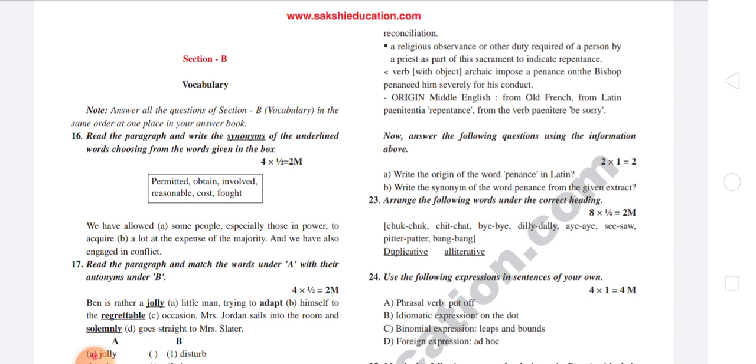Synonyms. Basically he has given some words in a table box and he has given a passage, and he may underline some words in that. We have to write synonyms of the underlined words, choosing from the words given in the box. So if you do that correctly, we will get 2 marks, because 4 words and 4 synonyms. 4 into half is equal to 2 marks.